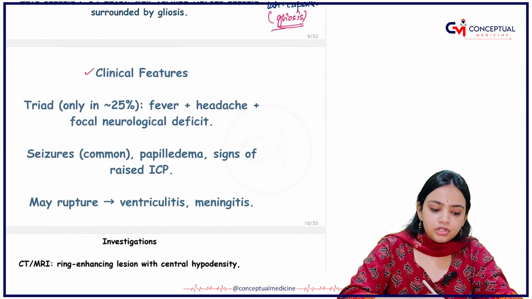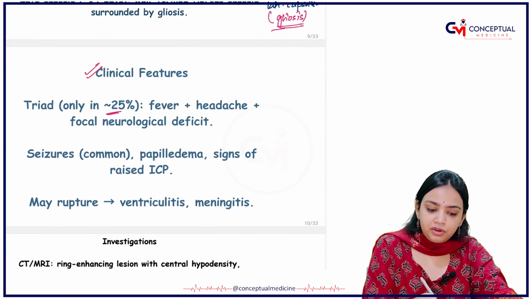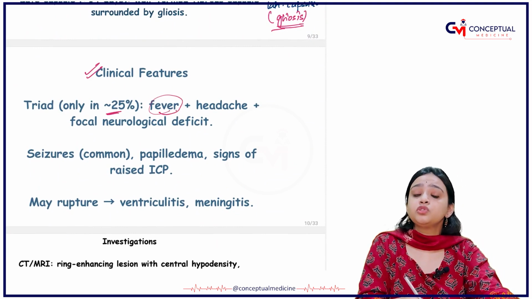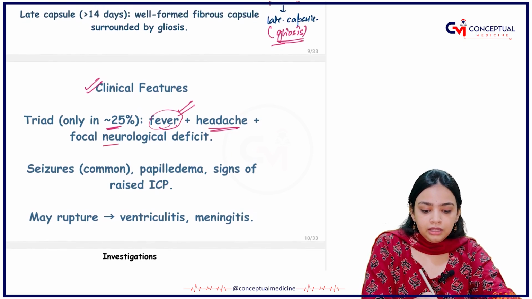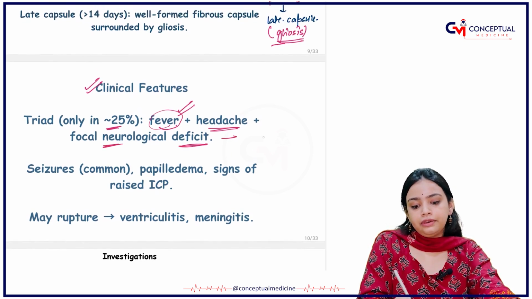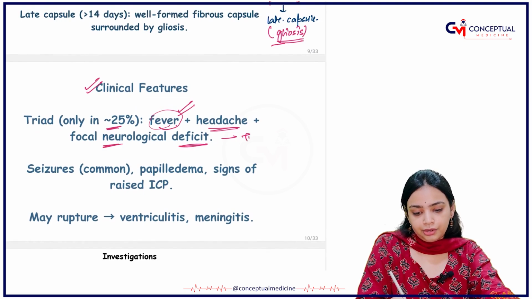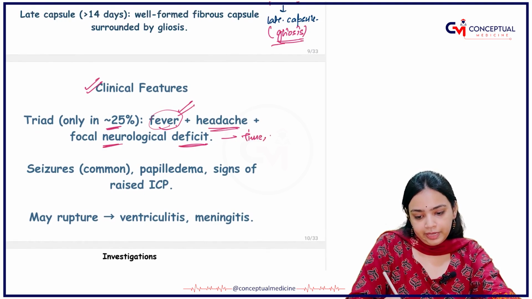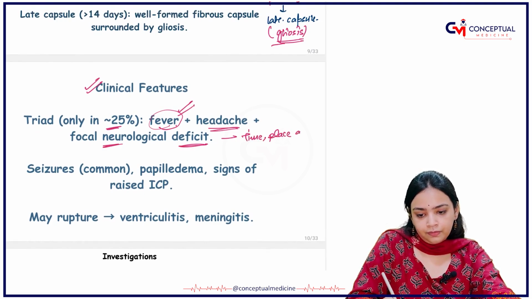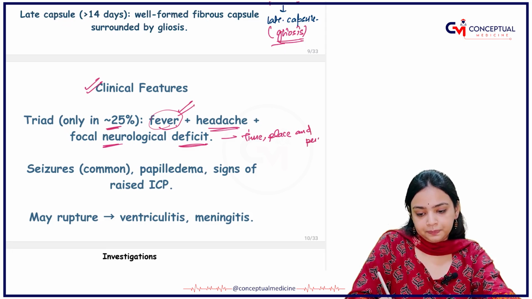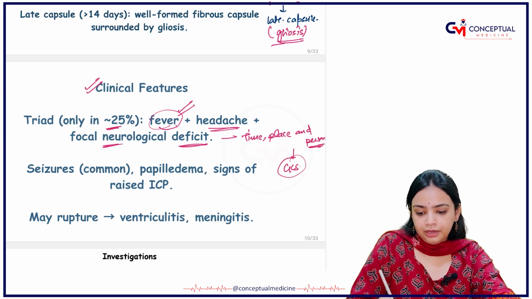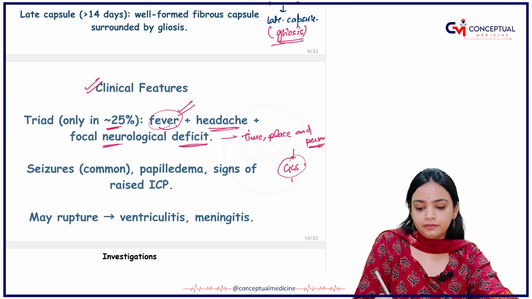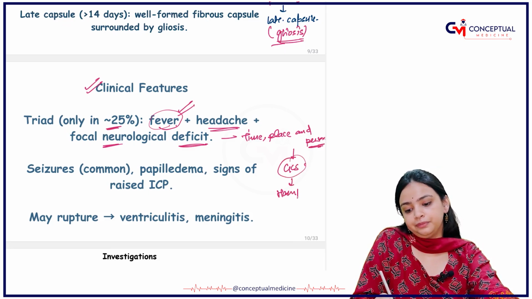What are the clinical features that you will be able to see? There will be a triad of fever. Obviously, there is pus, so fever will occur. Then there will be headache. Then there will be focal neurological deficit. The person will not be oriented to time, place, and person. Okay. And the GCS, the Glasgow Coma Scale, of that patient will be hampered.